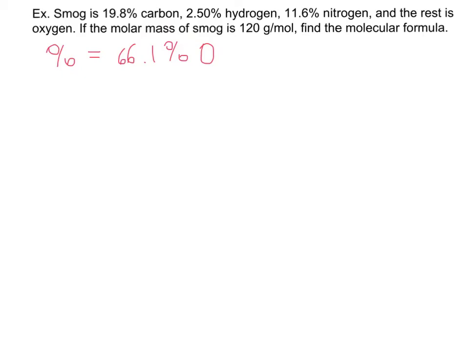So now the next step is to take the percents and convert them to grams. Remember that if we assume we have 100 grams of smog, then it's really easy, because you can convert right from percent and just say you have that many grams. So let's say we have 19.8 grams of carbon, 2.50 grams of hydrogen, 11.6 grams of nitrogen, and 66.1 grams of oxygen.